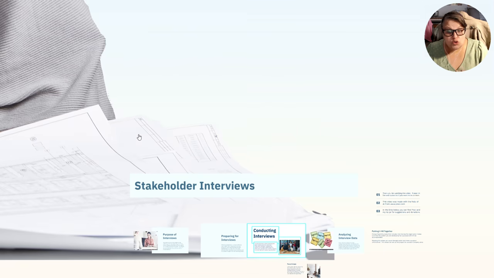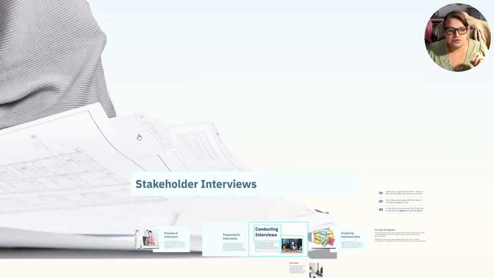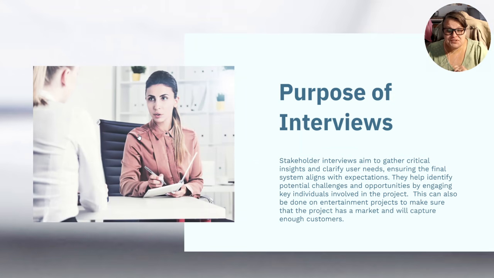Okay, stakeholder interviews. Interviews are a great way to find out what they need for a system and what the system needs to do. Let's look at the purpose of interviews. Stakeholder interviews aim to gather critical insights and clarify user needs, ensuring the final system aligns with expectations. They help identify potential challenges and opportunities by engaging key individuals involved in the project. This also can be done on entertainment projects to make sure that the project has a market and will capture enough customers.